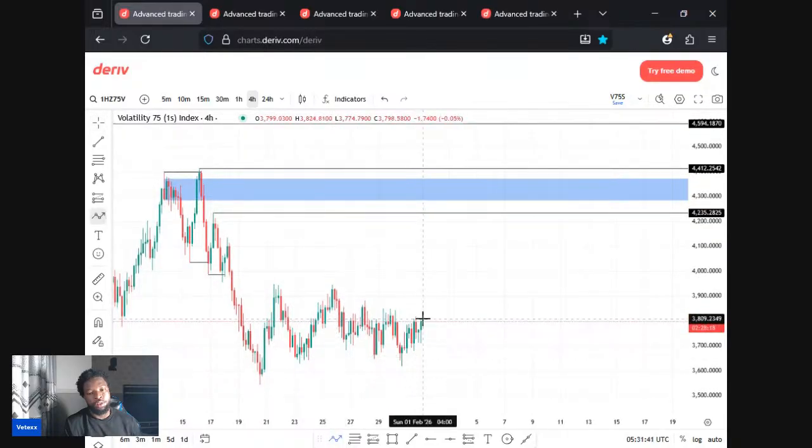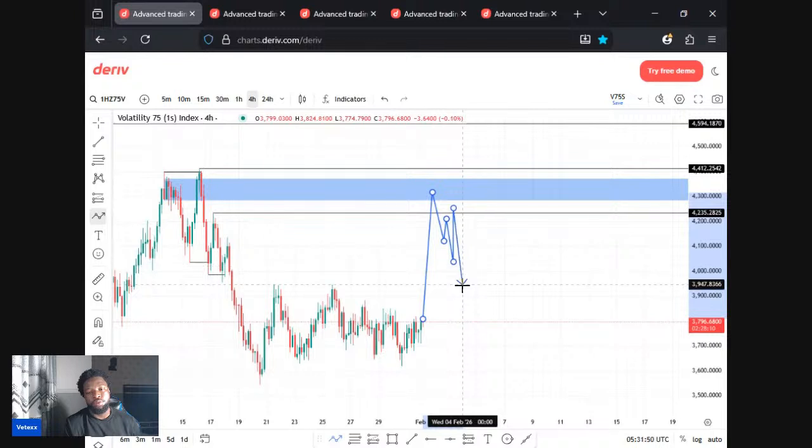So what do we anticipate next? We anticipate price to tap into this point of interest and start giving us continuation on the 15 minutes time frame or the 30 minutes time frame. Then we can start selling.